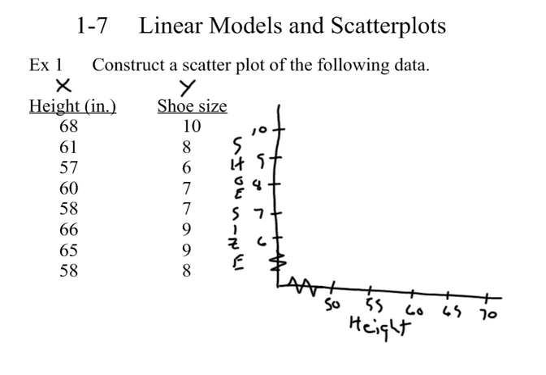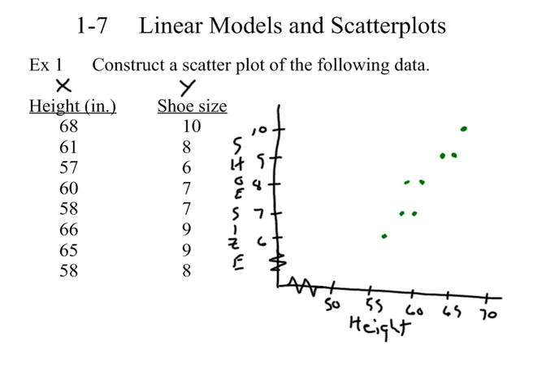Okay, perfect. So I'm going to switch colors here for my points. I want to get a point at 68, 10. We know how to plot points. So let me see if I can get these points here. 61, 8. 57, 6. Let's go 60 and 7. 58 and 7. 66 and 9. 65 and 9. And 58 and 8. So I think there's all of my points. So there's our scatter plot.